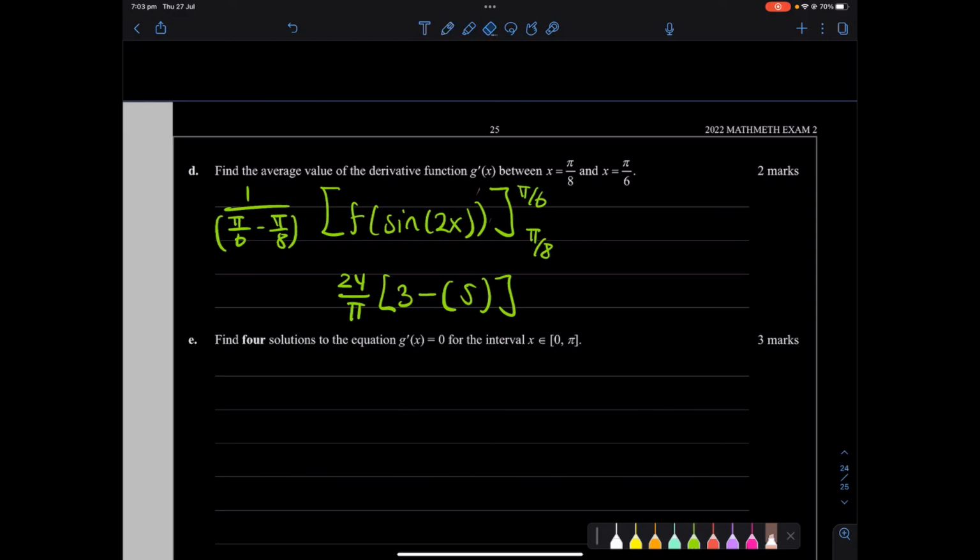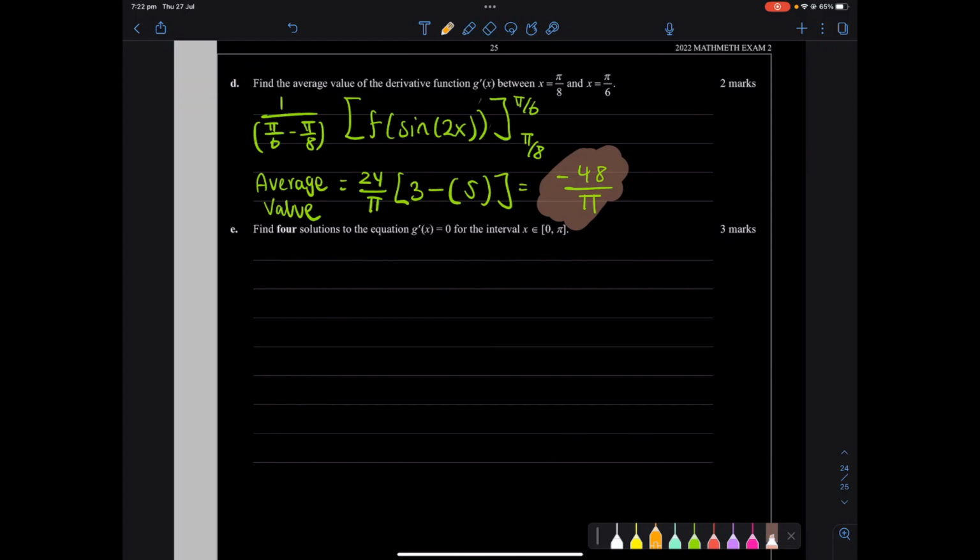Okay, so wait. Sine 2x, root 2, so that will be equal to 3 minus negative 2, negative 48 over pi. That's your average value. Let me just write that as average value. I'm not too sure that's right. Sorry guys, my video just cut.